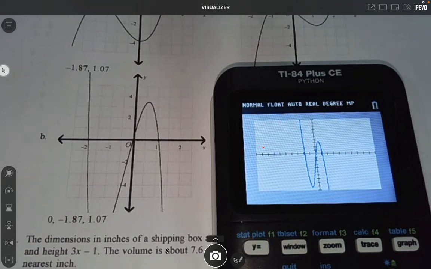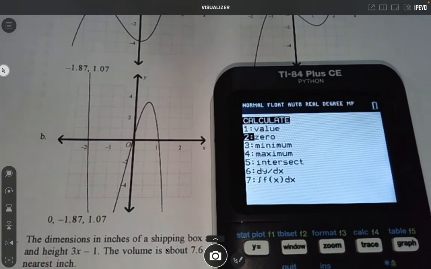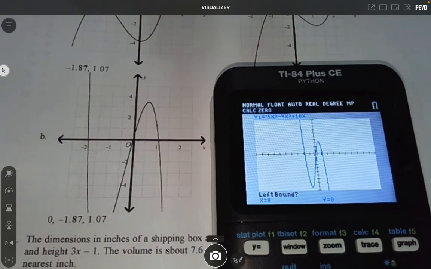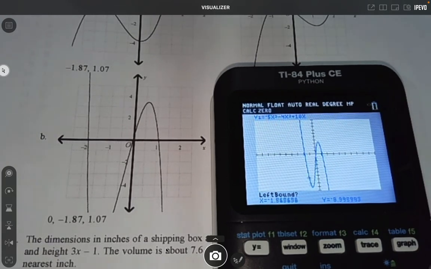And so we press second trace, and then what number? 0. Yeah, the zeros. We're trying to find the zeros because the equation, it was equal to 0. So which one do y'all want to find? The one on the left or the one on the right? The left. Okay, so let me scroll over here.